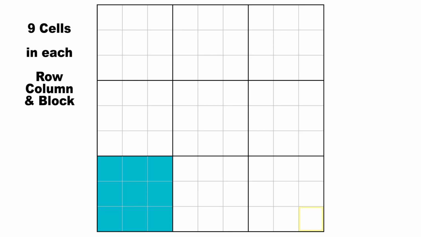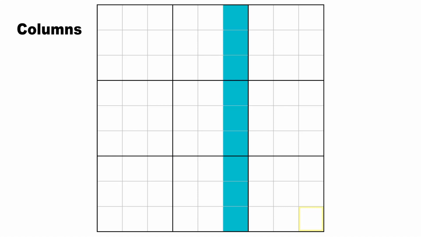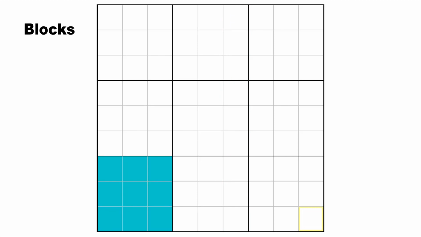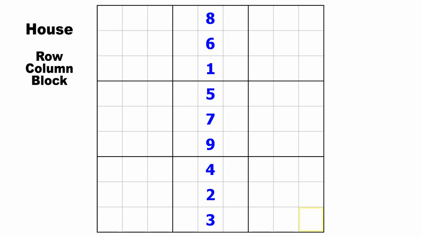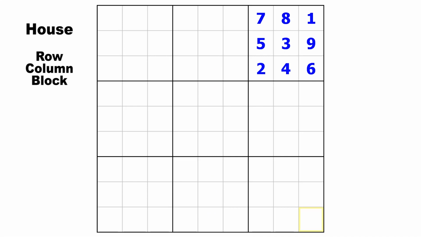And further, each row, column, and block is also called a house because they house all the digits 1 through 9. Here you can see that row 2 contains all the digits 1 through 9 with no repeats and no number left out. And likewise, column 5, no repeats and no number left out. And again, in block 3, all the numbers 1 through 9 with no repeats and no number left out.